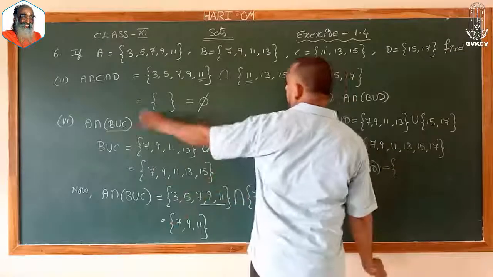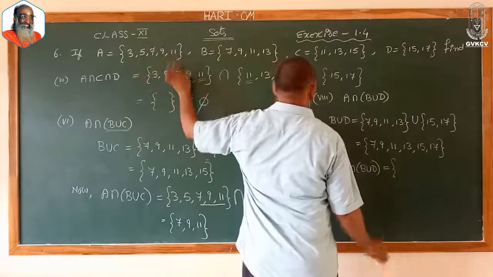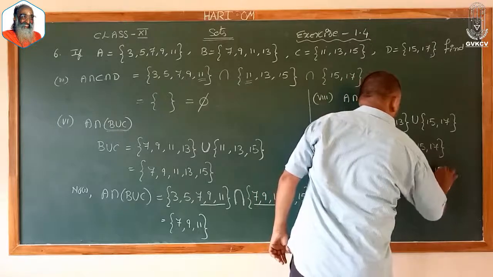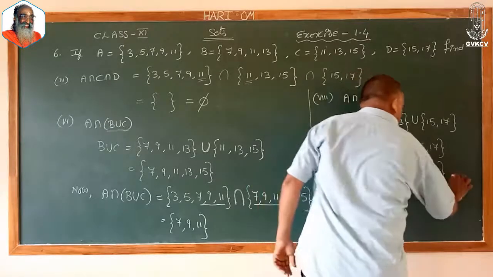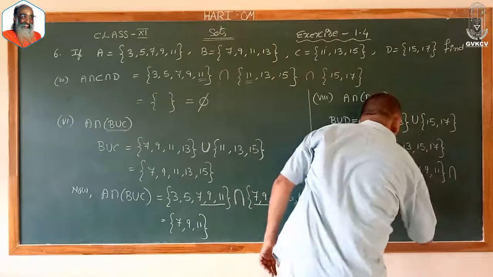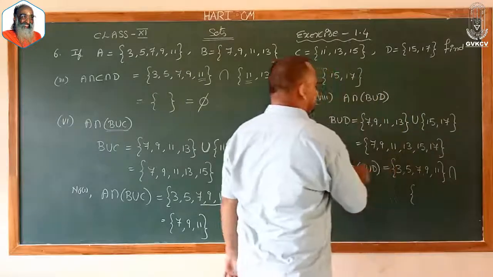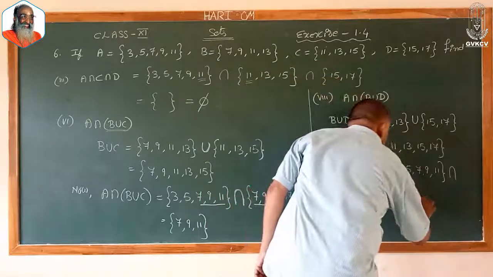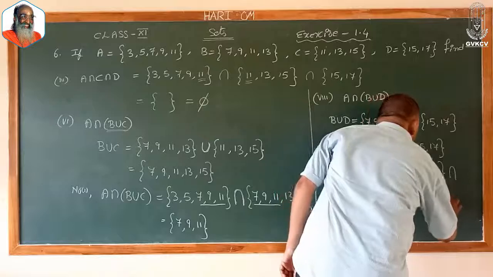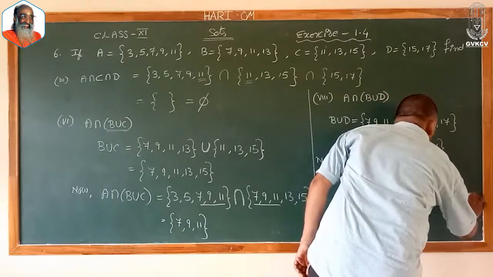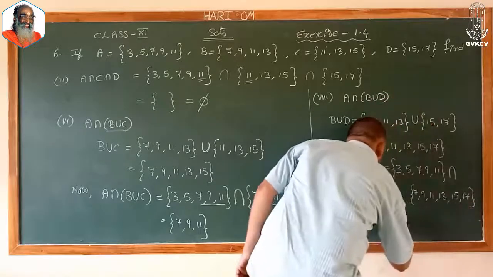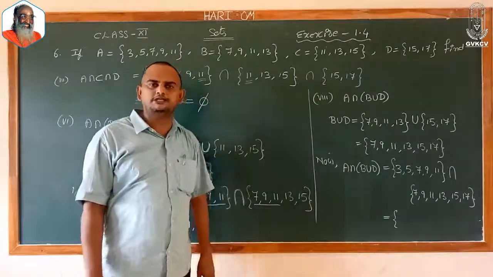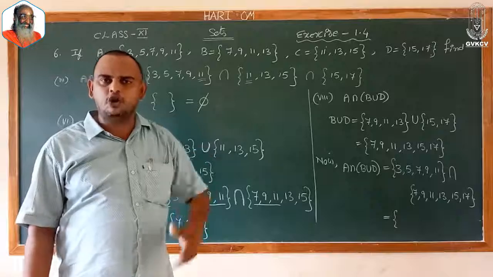What is set A here? We have 3, 5, 7, 9, 11. Intersection B union D. What is B union D? 7, 9, 11, 13, 15 and 17. Now let us check the common elements. Intersection means what? Collecting the common elements.